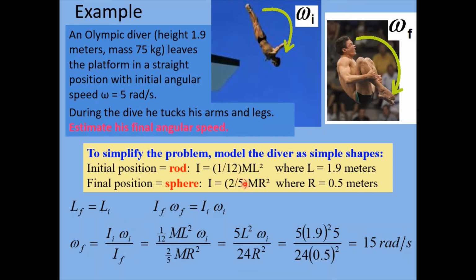And we can plug in all these results that we got up here for the I's. And finally, we can put in our numbers. We know all the numbers here. We know the mass of the diver, the length of the diver. We know the radius of the diver when he's tucked into a ball. And we end up with 15 radians per second. So you can kind of see what's happened here is he's got an initial speed of 5 radians per second, and his final angular velocity is 15 radians per second. So he's speeding up his rotation rate by quite a bit in this problem.